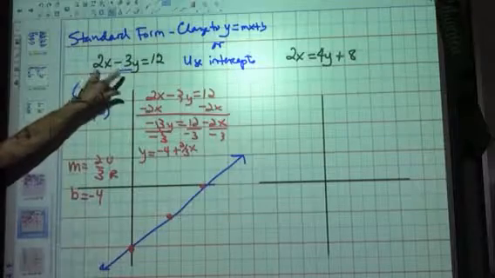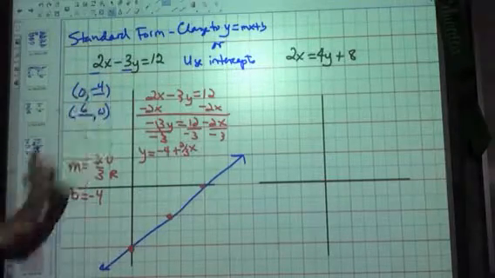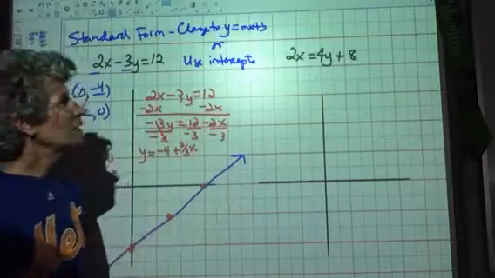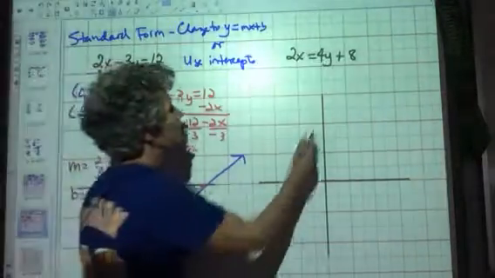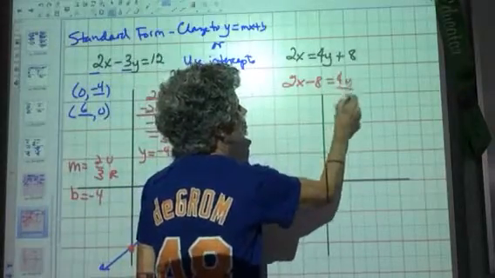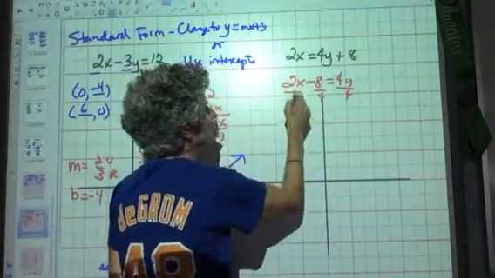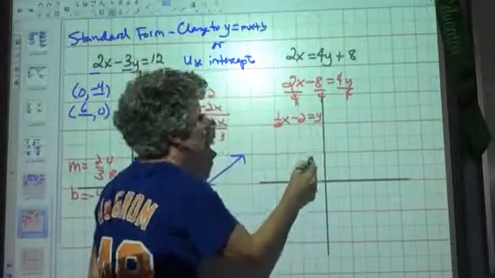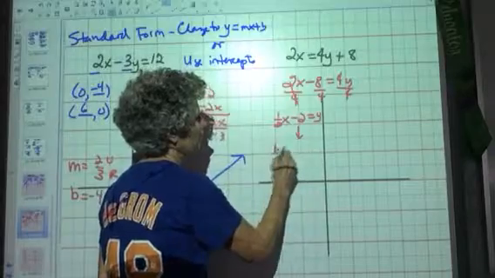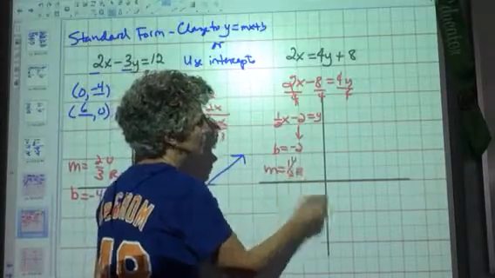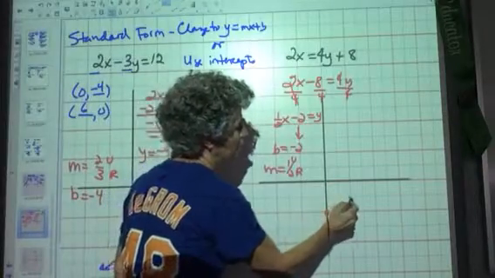But a more efficient way, if you see that the 2 and the 3 go into 12, use the intercepts method. Now this one doesn't have either form, so you could do it with the intercepts, or I'm going to just say 2x minus 8 is 4y, and then divide everything by 4. So I get half x minus 2 is y. So there's my b. B is negative 2, and my slope is 1/2, up and to the right. So negative 2, up and to the right.